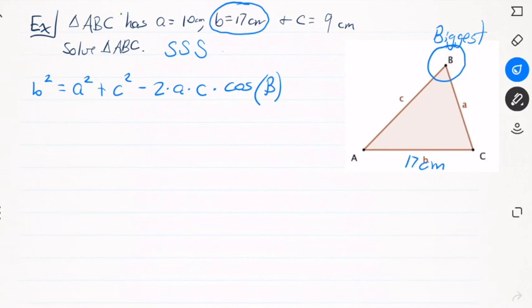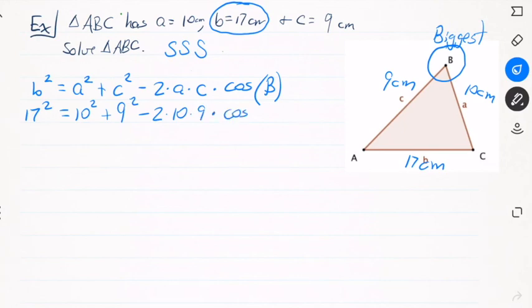Oh, hold on, let me get my picture up to date. 9 centimeters and 10 centimeters. Okay, so B is 17, so this would be 17 squared. A is 10, and 9 for C. So that would be minus 2 times 10 times 9 times cosine of the unknown angle B.